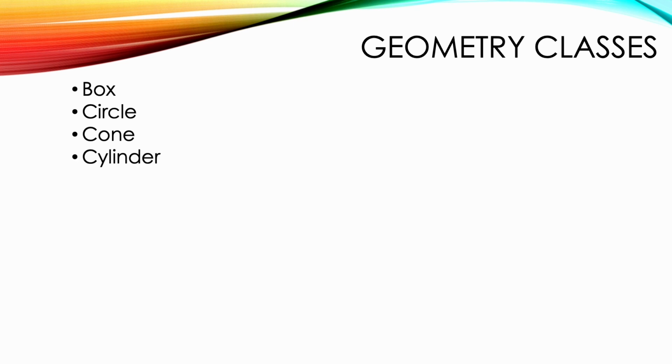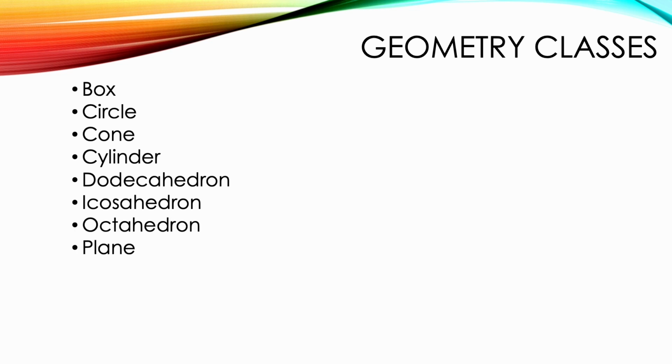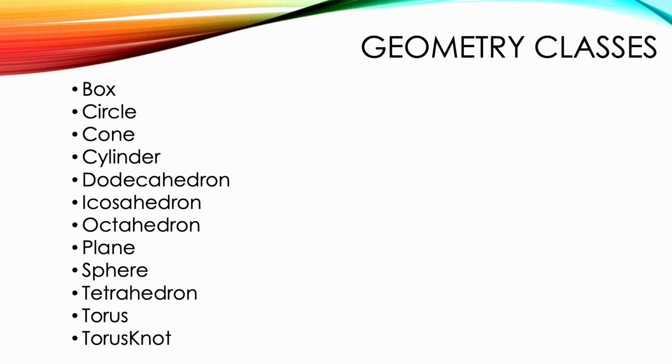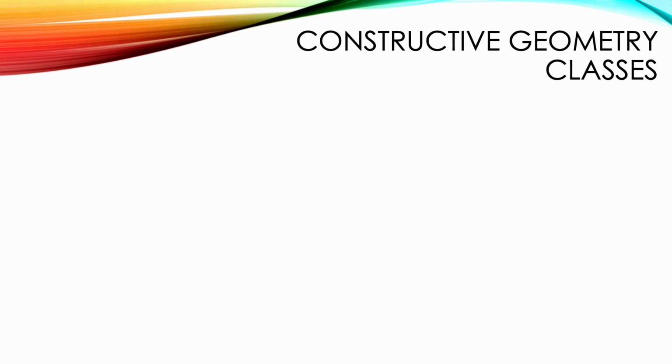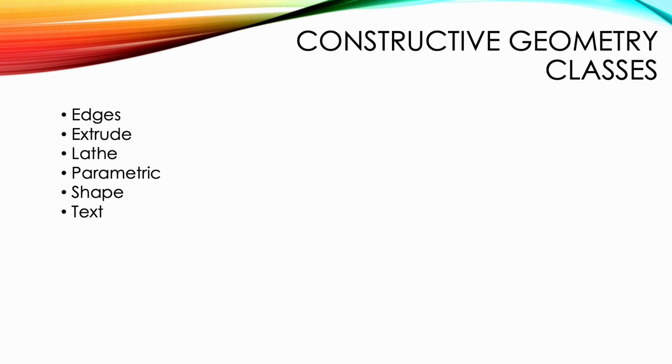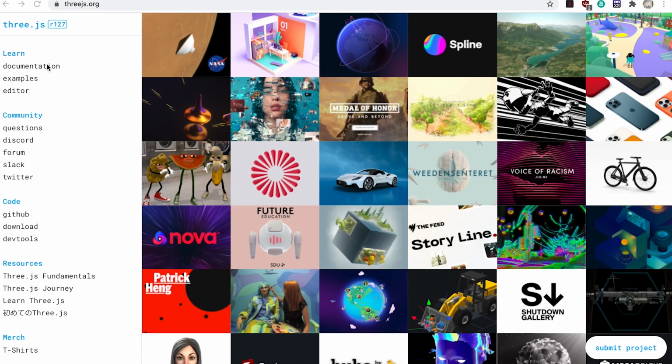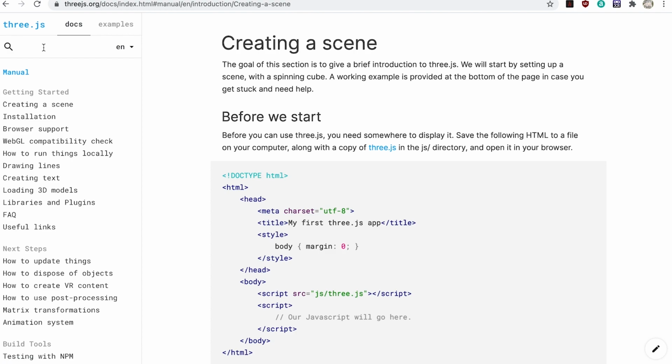Later in the course we'll look at using external programs to create meshes, but at this stage we'll look at the ones you can create with just the library code. The geometry classes included with the library are the primitives box, circle, cone, cylinder, dodecahedron, icosahedron, octahedron, plane, sphere, tetrahedron, torus, torus knot, and there are several classes that will construct geometry such as edges, extrude, lathe, parametric, shape, text and tube. All the details for using the primitives are on the website in the documentation section.